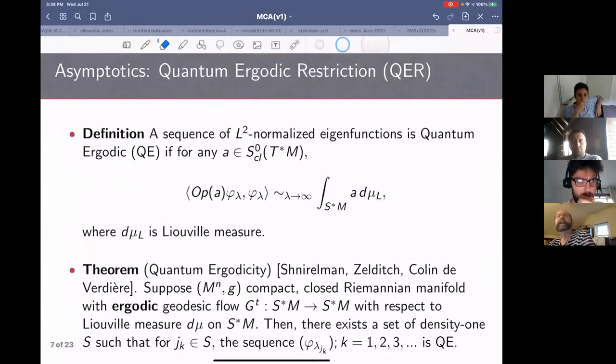So what about the issue of asymptotics or quantum generalizations of quantum ergodicity to hypersurfaces? Well, let me quickly go over what's known here as far as I know. If I'm given an L2 normalized sequence of eigenfunctions, we say it's quantum ergodic, or QE, if for any zeroth order symbol A, the matrix elements ⟨Op(A)φ_λ, φ_λ⟩ tend, as λ goes to infinity, to the integral of A with respect to dμ_L, where dμ_L is Liouville measure. So this is equidistribution, right?